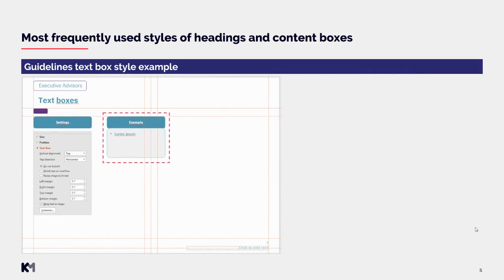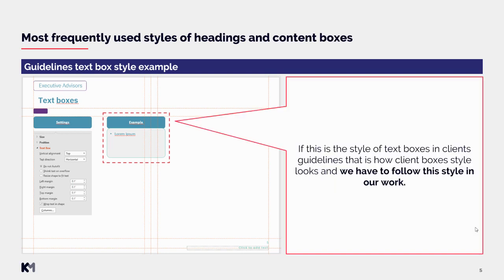Now let's take a look at small guidelines example. So in here you can see example of the heading and the content box. So this, as you can already see, is different than what we saw before. So it means that if the example looks this way, we have to follow client guidelines and we really have to adopt this style into our work. So no matter what our personal preferences are, if this is client style, we have to follow it.